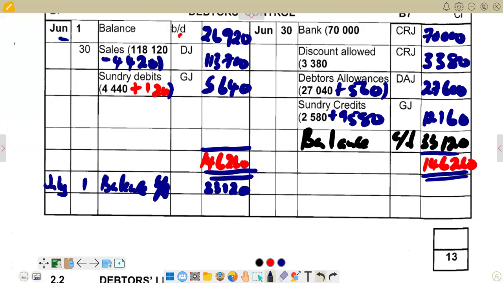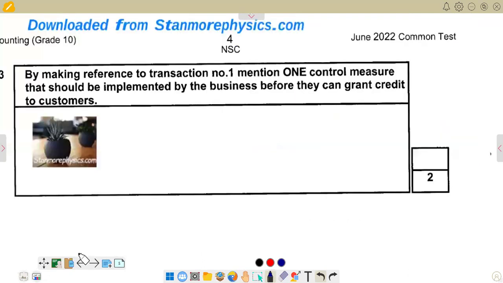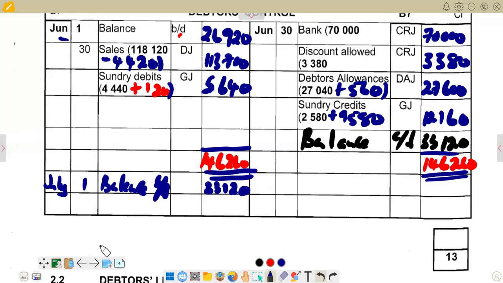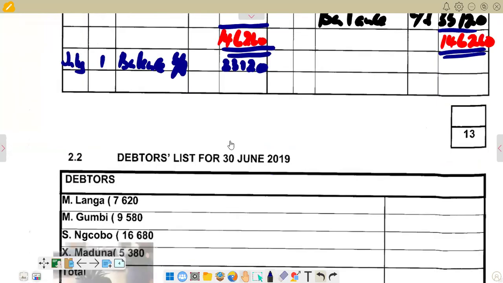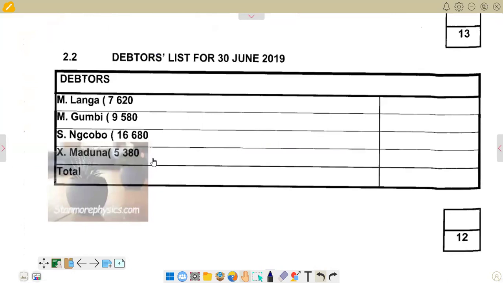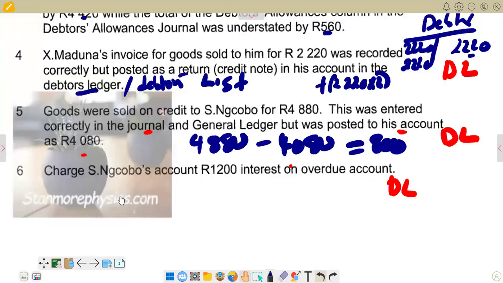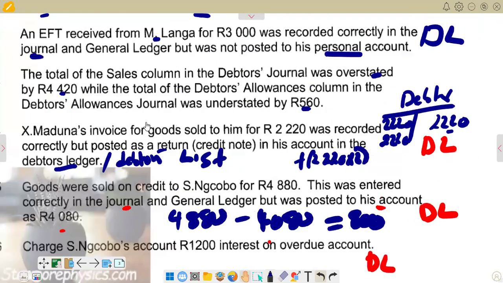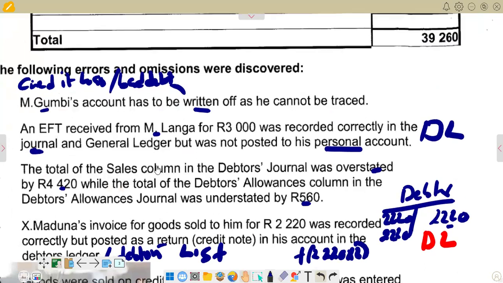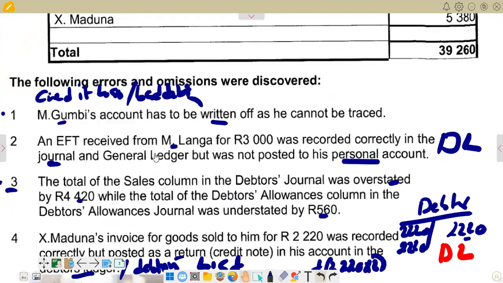Then we now can go to our debtors list. We can check on our debtors list now, try to see how we are going to adjust that. So if you come here, you'd see that this is our debtors list. So on our debtors list, we have some adjustments. We are going to pick those adjustments from the additional information that we have there. That's where we are indicating this is affecting debtors list. So the first one that is affecting a debtors list is this one.